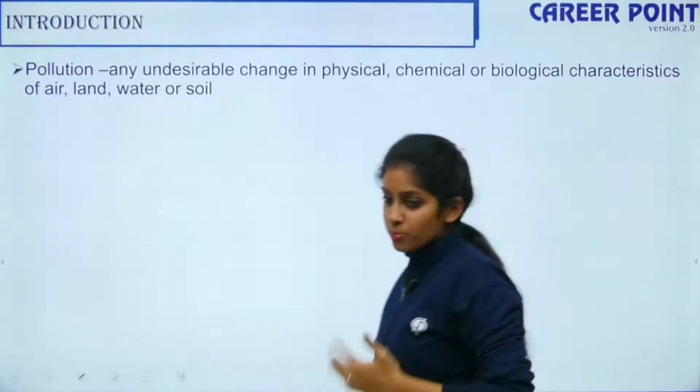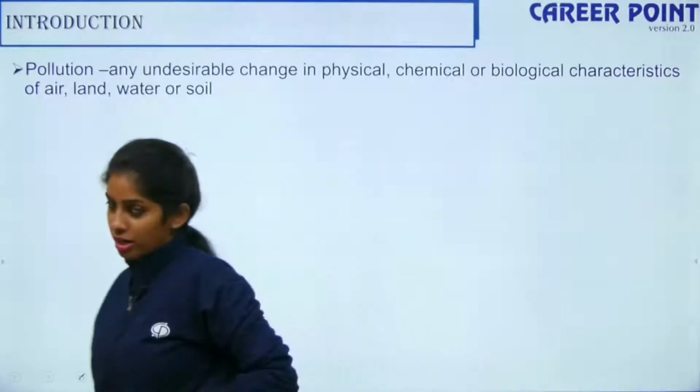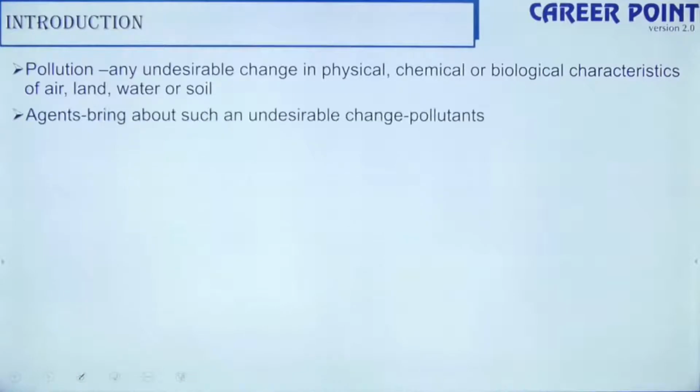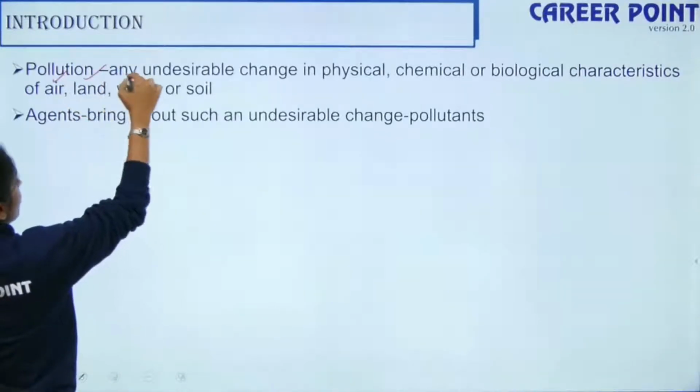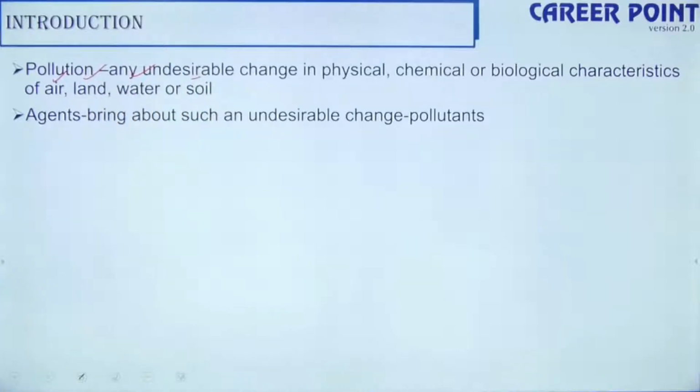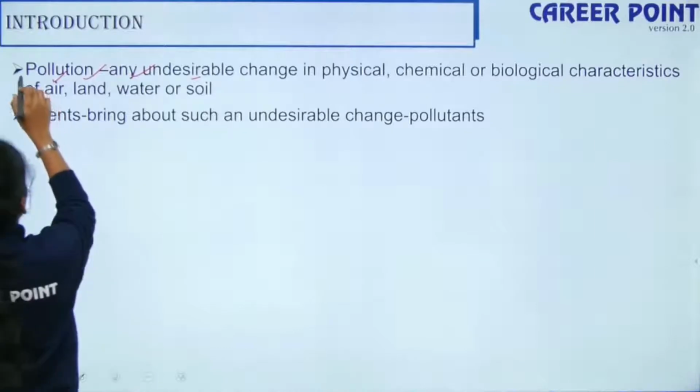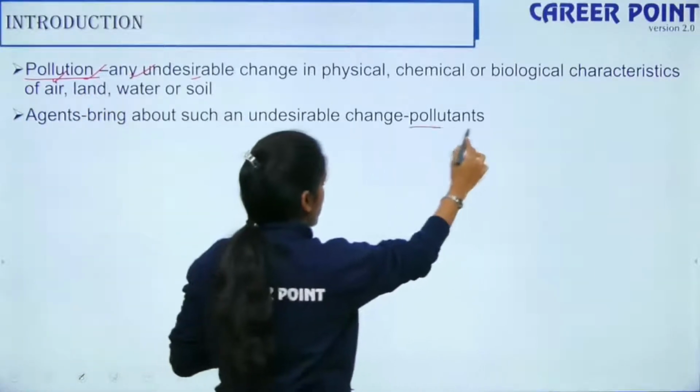Okay. So this is called pollution, and that is how pollution occurs. Fine. So any undesirable change in your air, land, water or soil. So the agents which bring about such undesirable change are called pollutants. So here the first slide was an introduction that was just for you to understand. But here you will remember what is pollution and what are pollutants.